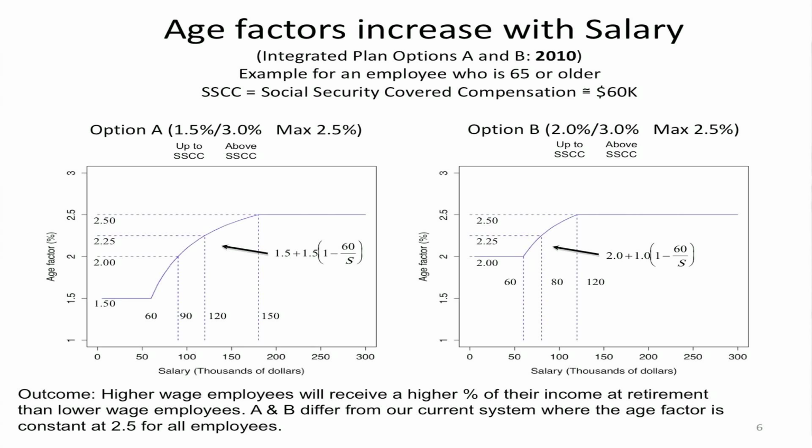And in between 60 and 120, which is double of 60 is 120, the age factor will rapidly rise from 2 to 2.5. It is not a linear curve, slightly complicated, but the main message here is that higher wage employees will receive a higher percent of their income at retirement than lower wage employees in both options A and option B. And in the current system that we have, this age factor is 2.5 for all employees.